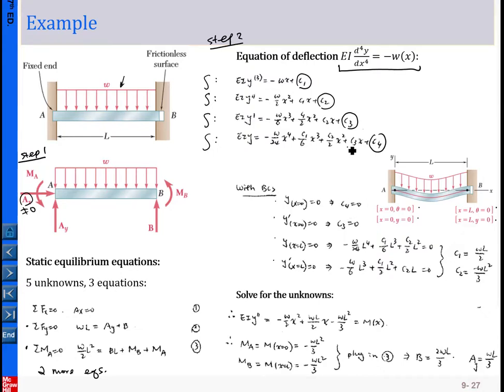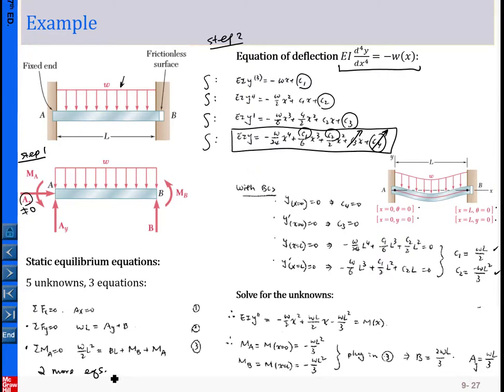So let me dig out this one. This is equal to 0, this is equal to 0, and C1 is equal to this, and C2 is equal to this. So for this case, the deflection equation is totally solved, so there is no unknown in this equation. From here we plug in, and I want to get 2 more equations.